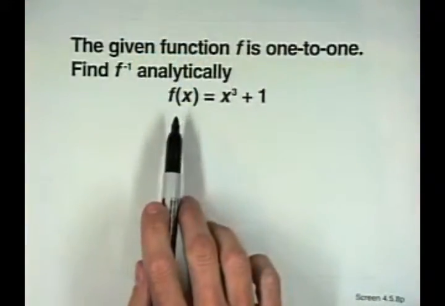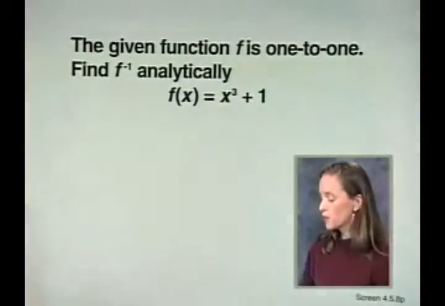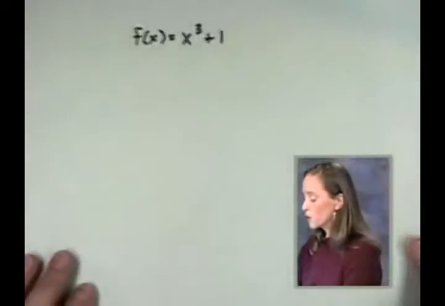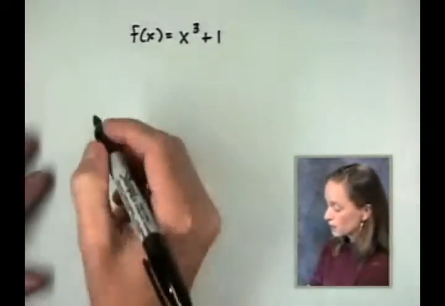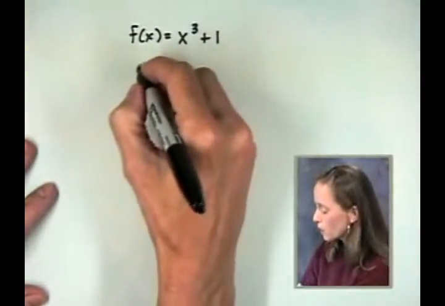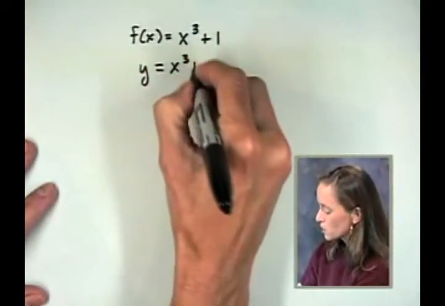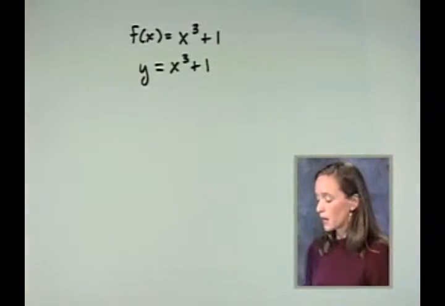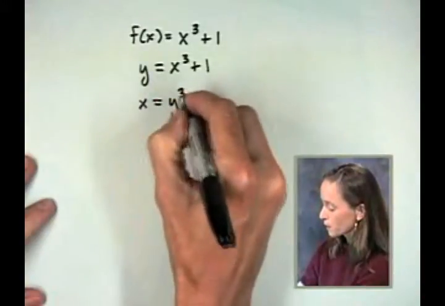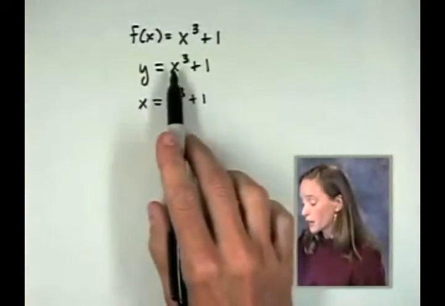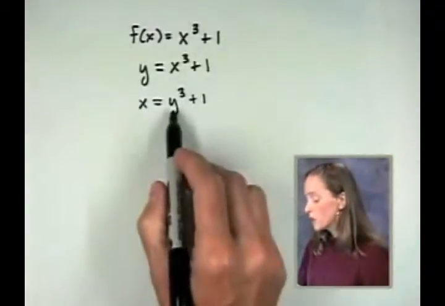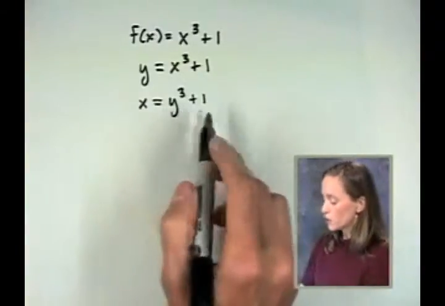The given function here is 1-to-1. We're told that. We want to find its inverse analytically, which means by hand. Here's our function, x cubed plus 1. The first thing that I'm going to do is put in a y for f of x, so that you can see that I'm going to reverse the x and y. Interchanging every single ordered pair in the function, making every x a y and every y an x, I get this statement. And what I need to do is solve for y, and I'll have the inverse.